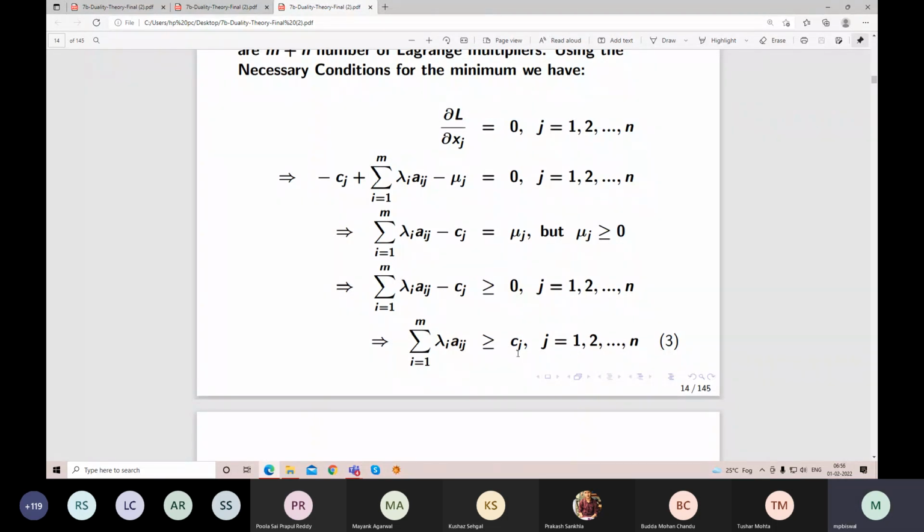Nothing is mentioned about whether the components Cj are positive or negative, but generally, this is becoming an inequation of type greater than or equal to.